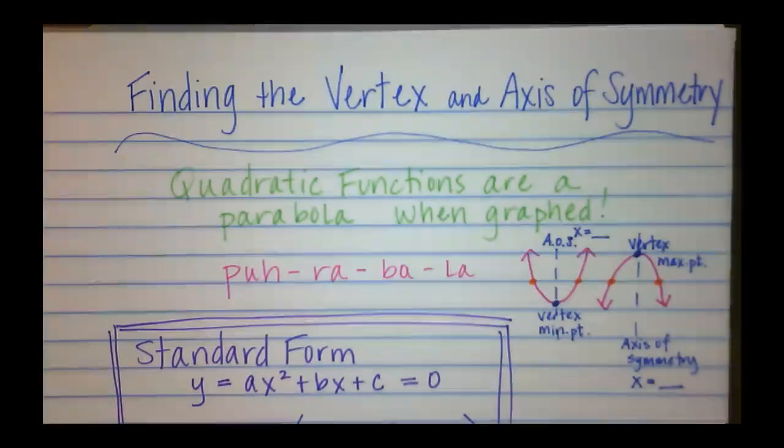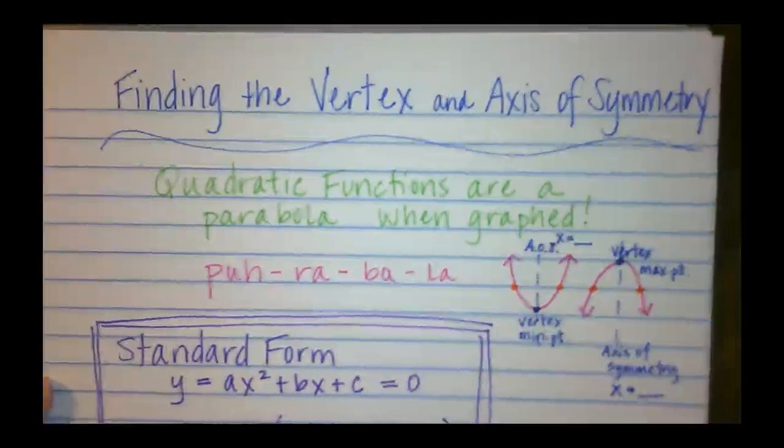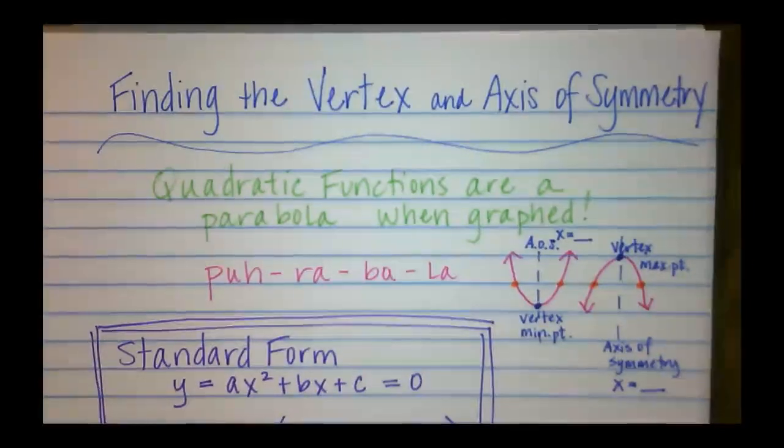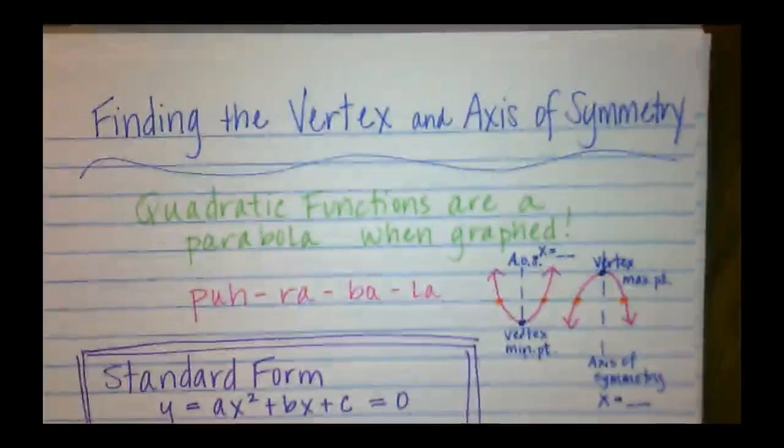So welcome back. Now we're going to look at working through at least one example of each type so that you understand what you're doing here. So again, what we're working on is finding the vertex and axis of symmetry when we are in the three different forms of a quadratic function. All right, so I'm going to move on to a new page so that I can work through some examples.